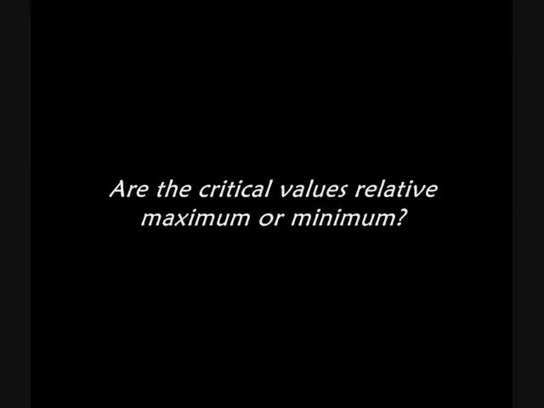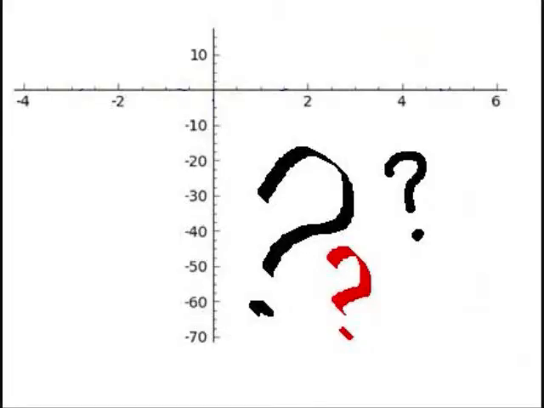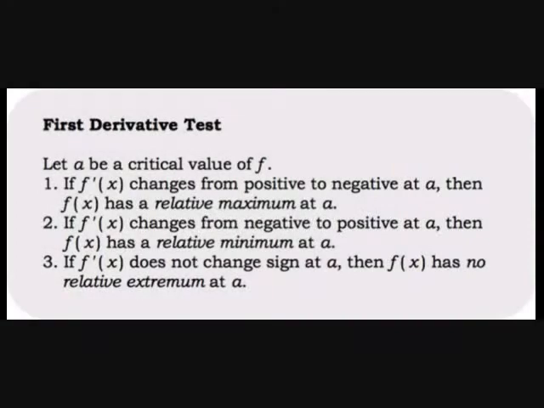Now, after finding the critical values, we have to determine the exact nature of those critical points, if it's a relative maximum or relative minimum. Why do we have to know? It gives us an idea of how the curves might look like with those critical values. Oh, okay, I get it. That's when we use the first derivative test for relative extrema.